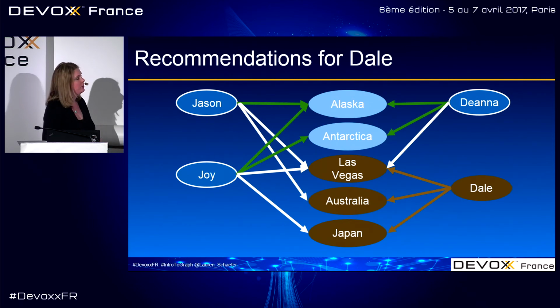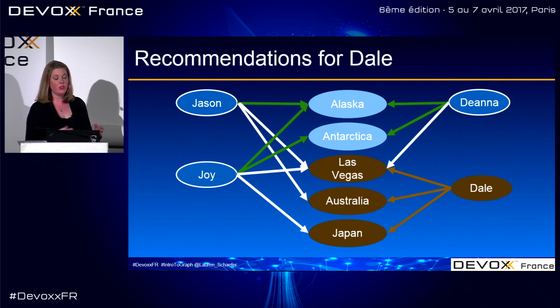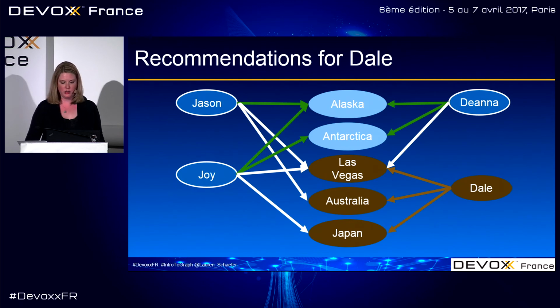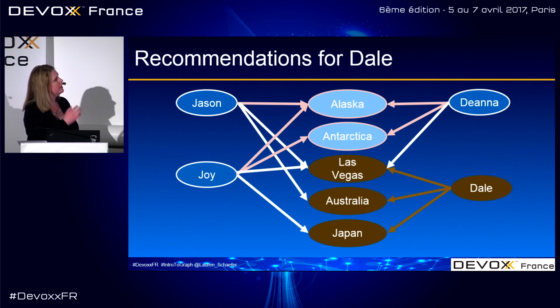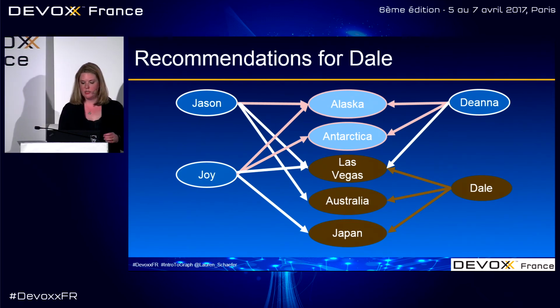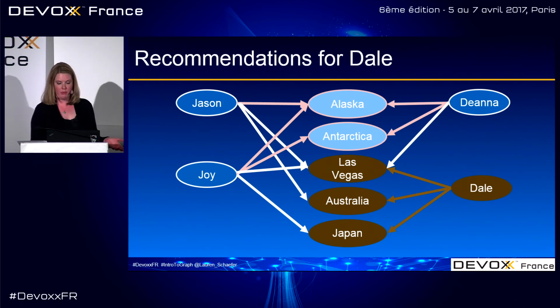The next thing we want to do is go back in and see what those users have bought. We don't want to recommend things to Dale that he's already purchased, so we're going to exclude those. And traversing in, we see that there are 2 prints. There's Alaska and Antarctica. Alaska has been purchased 3 times, and Antarctica has been purchased 2 times. So Alaska is going to be our top recommendation.